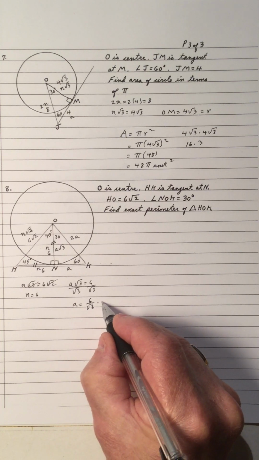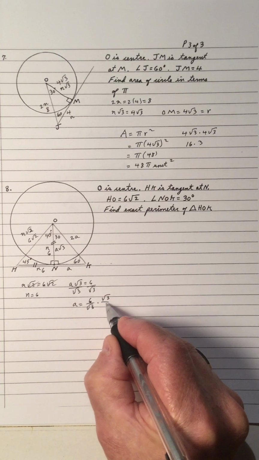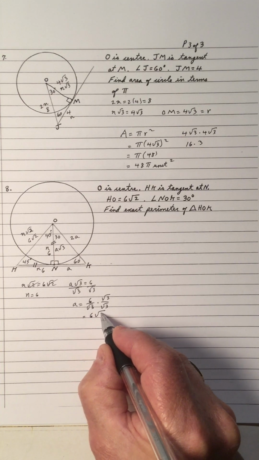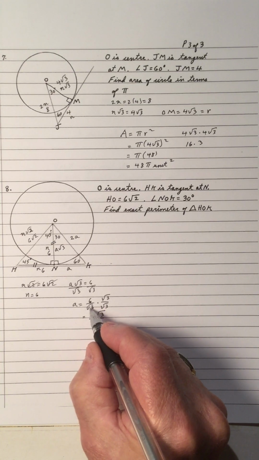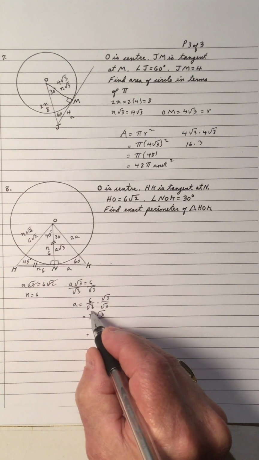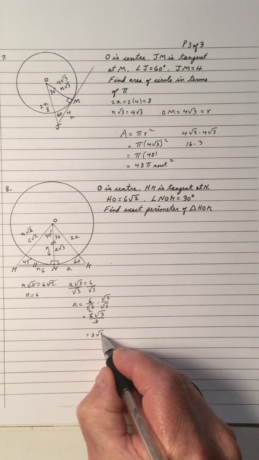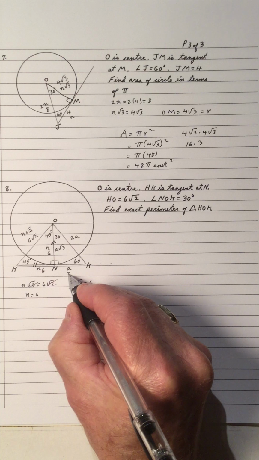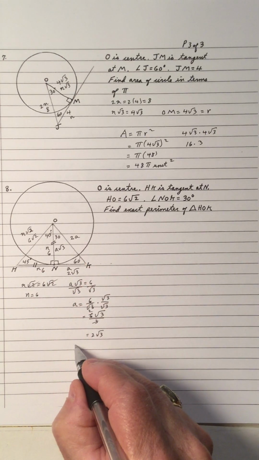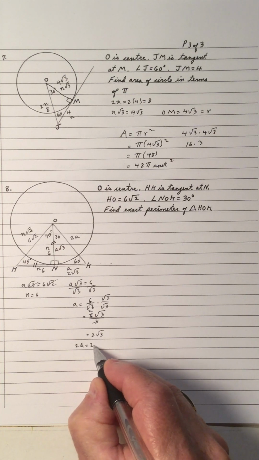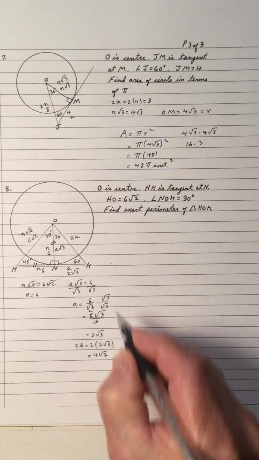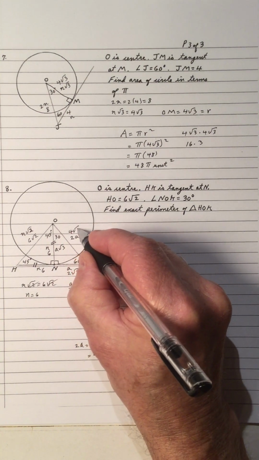Now we have to remove the radical from the denominator, so we multiply numerator and denominator by root 3. So we get 6 root 3 over root 3 times root 3, which is root 9, which is 3. 3 and the 6 goes 2, so we get 2 root 3. So A is 2 root 3, and 2A is 2 times 2 root 3, which is 4 root 3. So this side is 4 root 3.